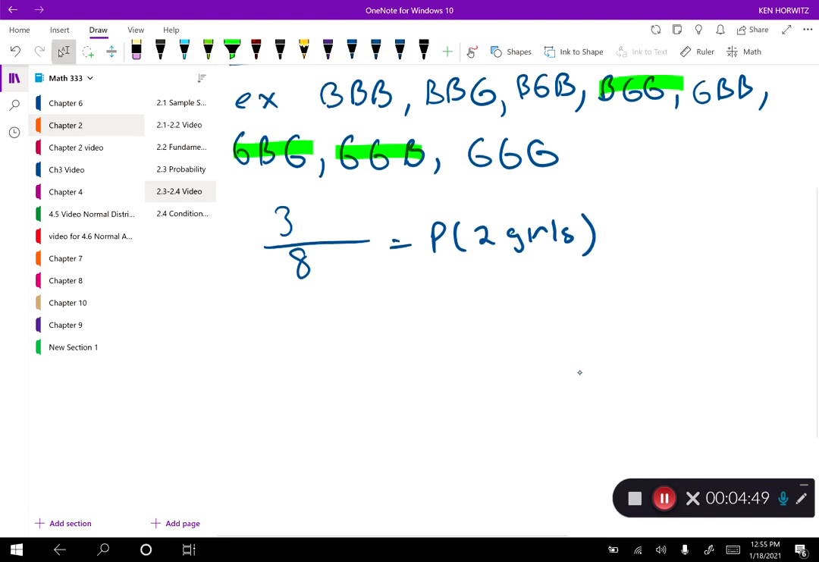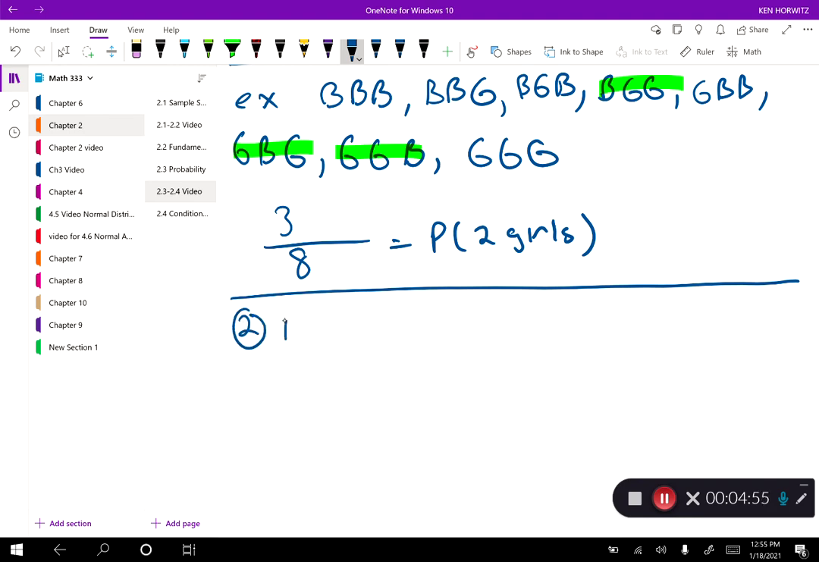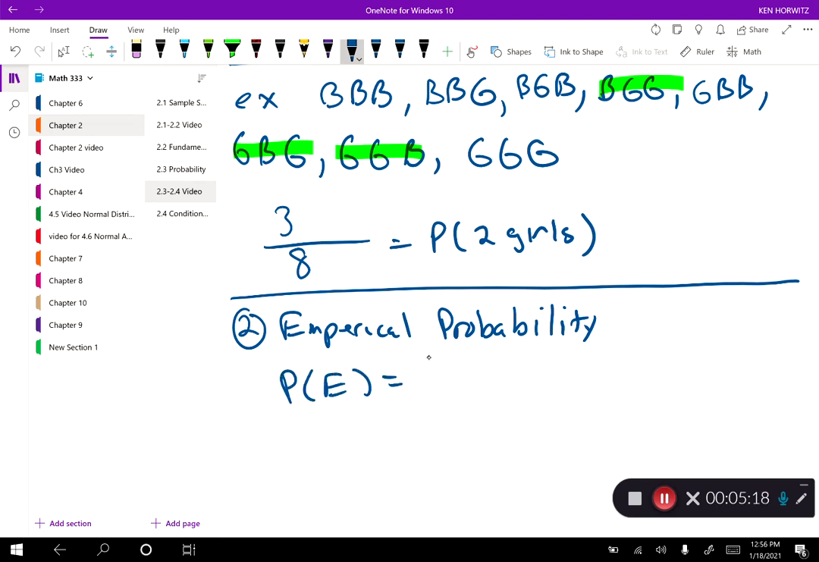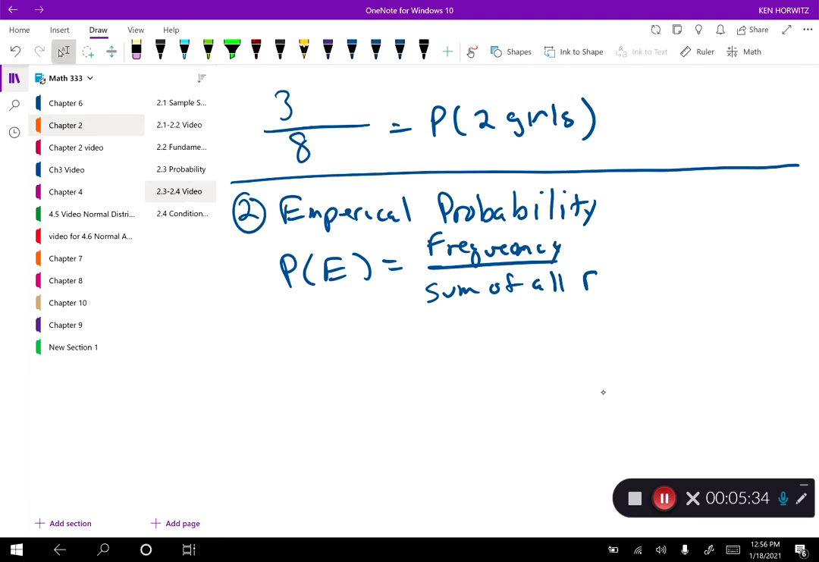All right, so the second type of probability we have is called empirical probability. All right, and empirical probability relies on data to determine the likelihood of outcomes. So the probability of event E equals the frequency over the sum of all frequencies.